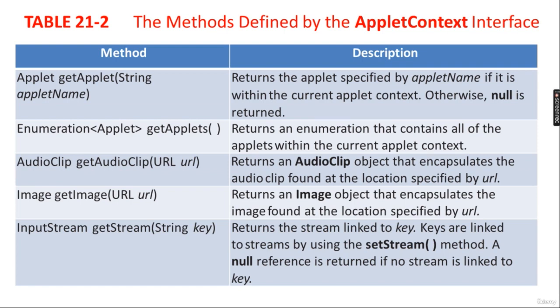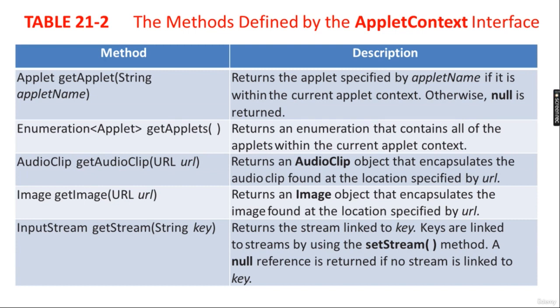AudioClip getAudioClip(URL) returns an AudioClip object that encapsulates the audio clip found at the location specified by the URL. Image getImage(URL) returns an Image object that encapsulates the image found at the location specified by the URL. InputStream getStream(String key) returns the stream linked to the key. Keys are linked to streams by using the setStream method. A null reference is returned if no stream is linked to the key.